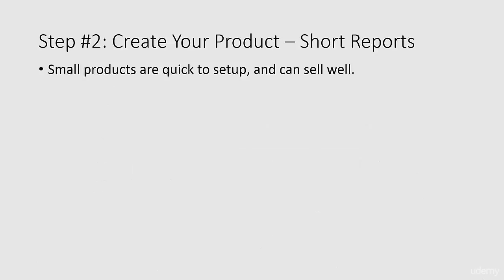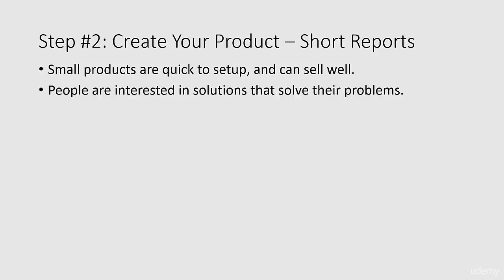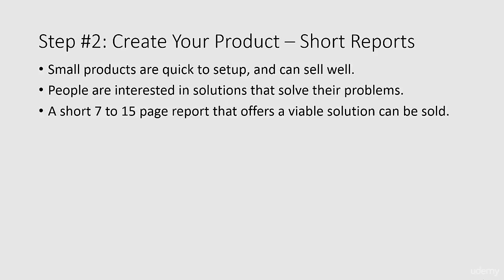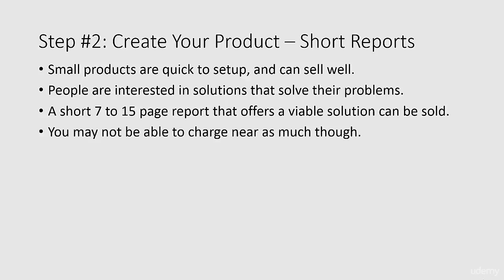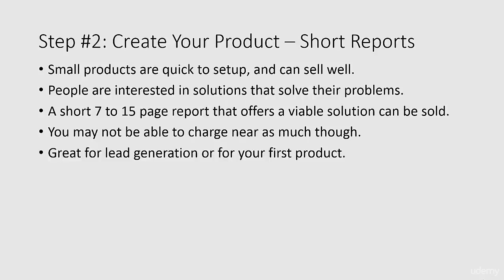So creating another set of products you could create: instead of audio courses, videos, and ebooks, you've also got a series of short reports. These are small products, they're quick to set up, and they can actually sell very, very well. People are interested in solutions that solve their problems. A short 7 to 15 page report that offers a viable solution can be sold very quickly and very easily. And you may not be able to charge nearly as much for these because they are smaller, so they might be more in the range of $7 to $10 each.